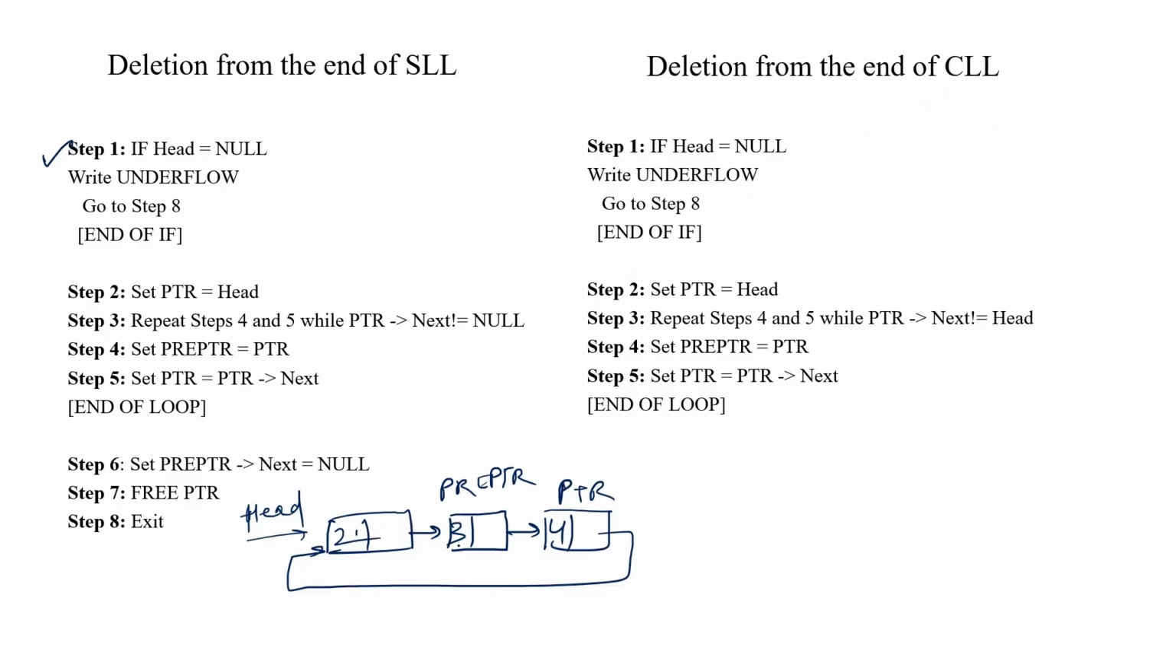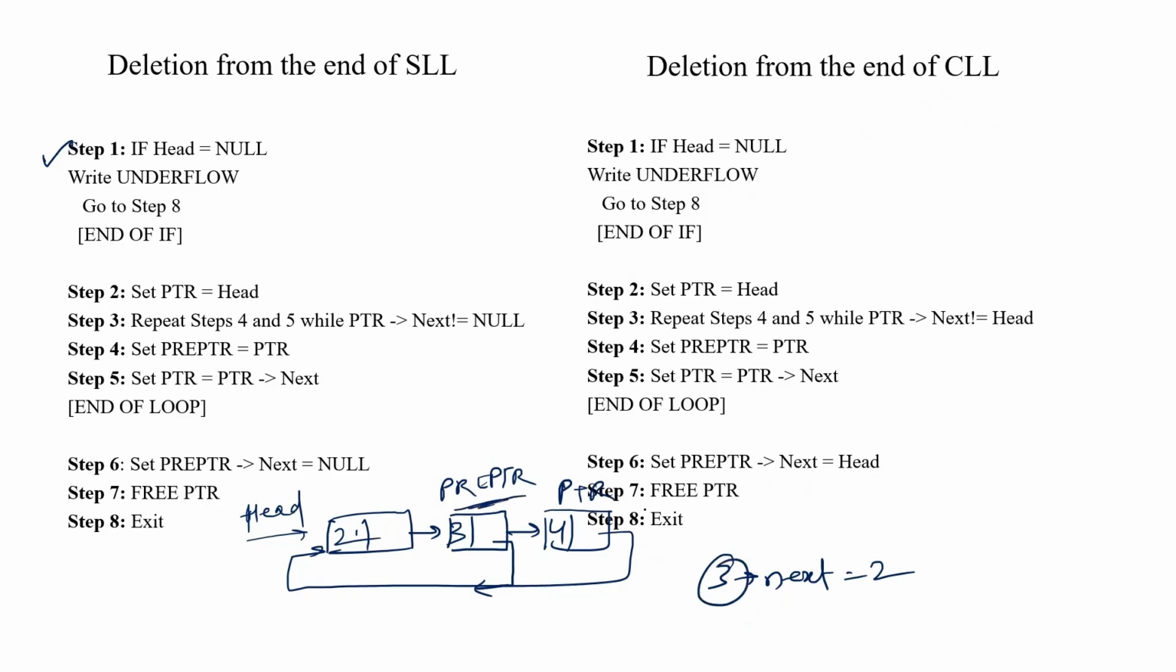Now what we have to do? Now we have to set 3 to next is equal to 2. So 3 to next I want here now. 3 to next is equal to 2. And 4 we have to free. So it's very simple. We just have to write pre-ptr to next is equal to head, because 3 is your pre-ptr and 2 is your head. So pre-ptr to next is equal to head, free ptr. And finally, step number 8 is exit.